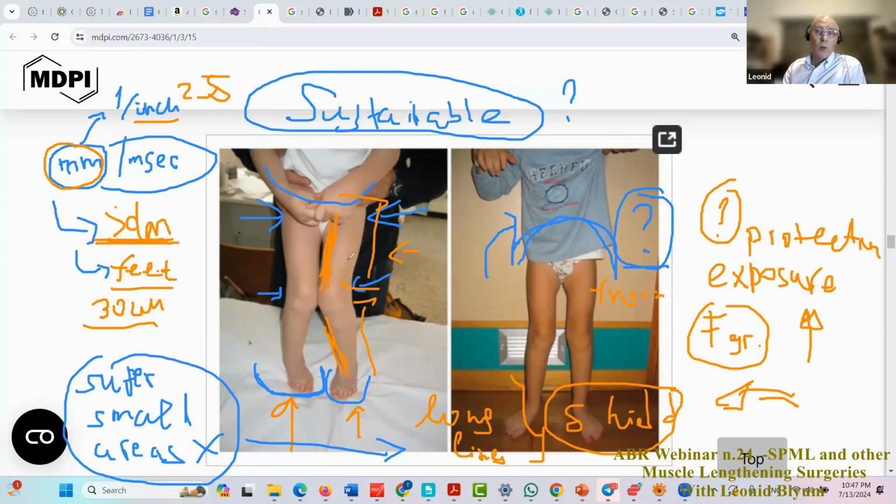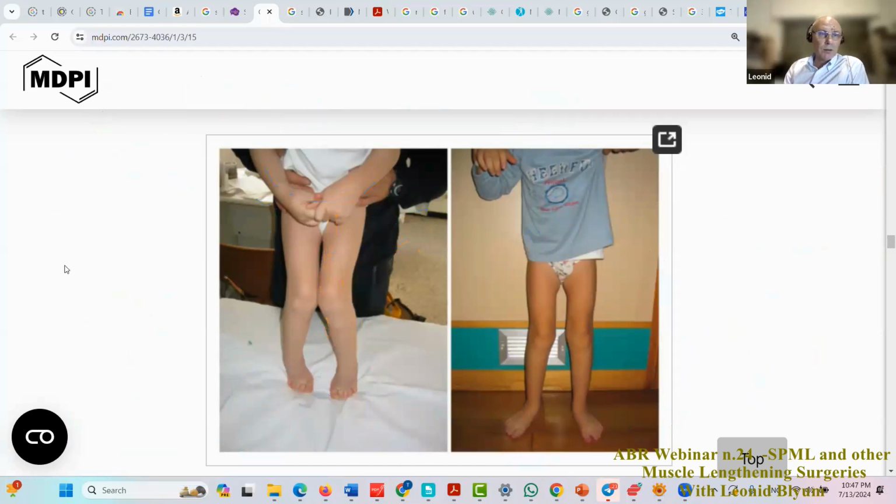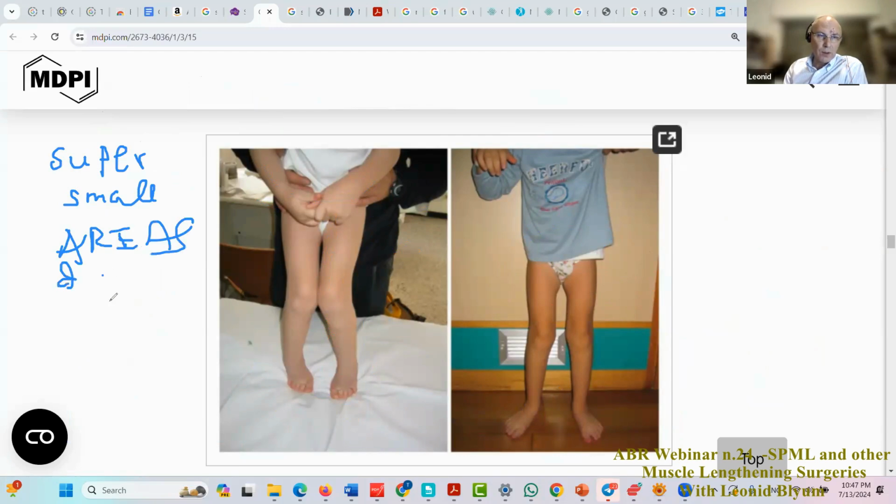And what do we have as a second case? The second case is this. If the child was not able to do the super small areas and volumes, they don't work. So, as I said, in this scenario, the long lines protect.